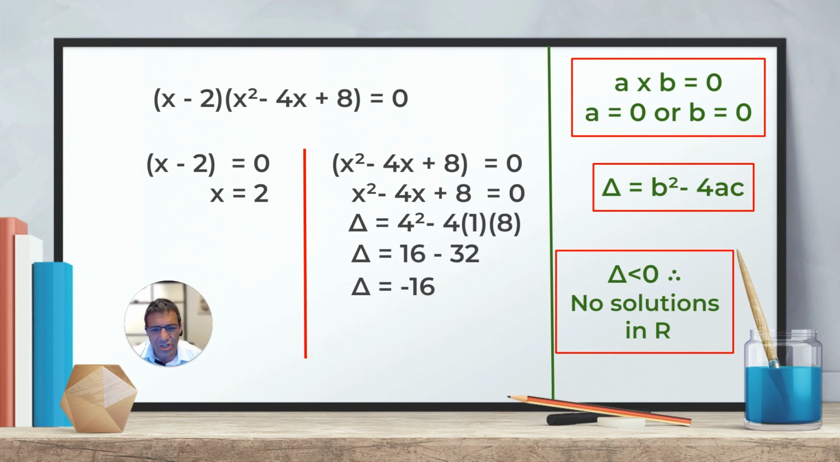And so we can change negative 16 to 16i squared, knowing that i squared is negative 1, so this has to do with complex numbers. If you're familiar with imaginary numbers, then this shouldn't be a problem. And therefore, we can say that the square root of delta is actually 4i.